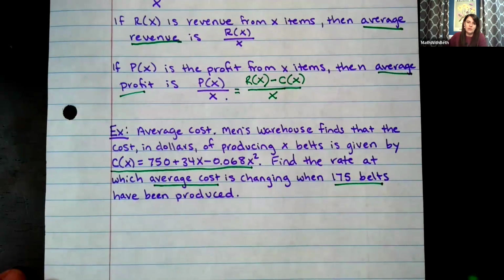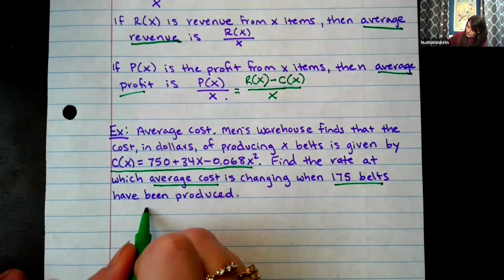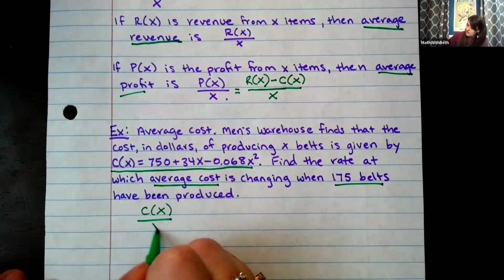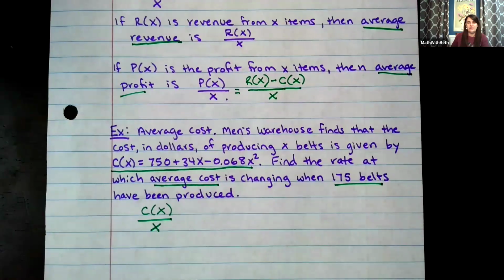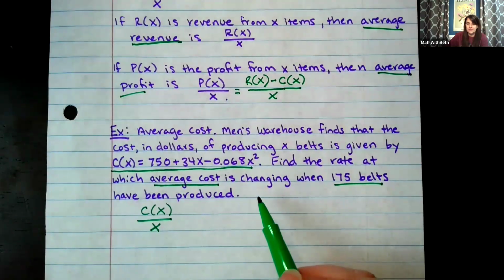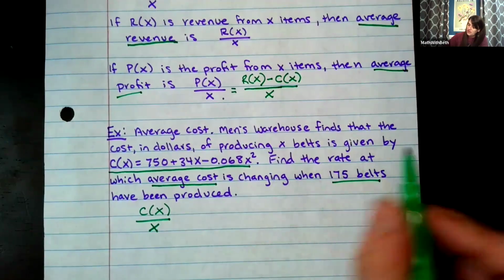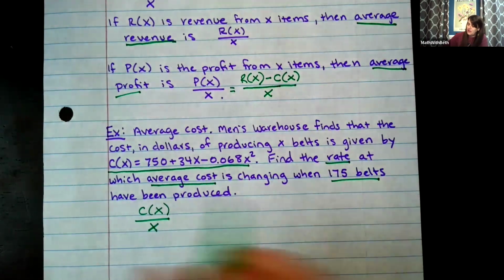So there's a couple key words here. First, they mention average cost. So remember, we just learned that we need to do that to find the average cost. But then they talk about the rate that it's changing. Whenever you hear something about the rate something is changing, that's your key that you're going to need to do a derivative.